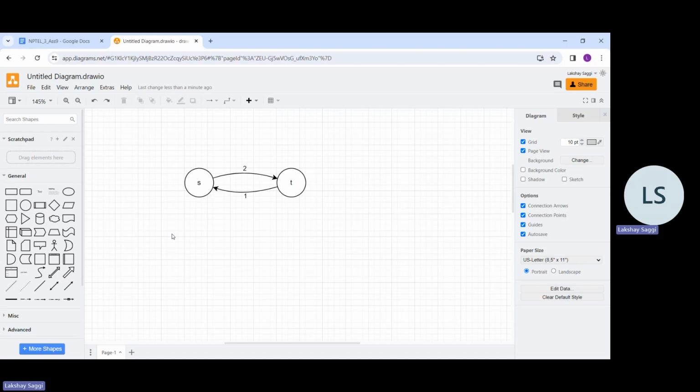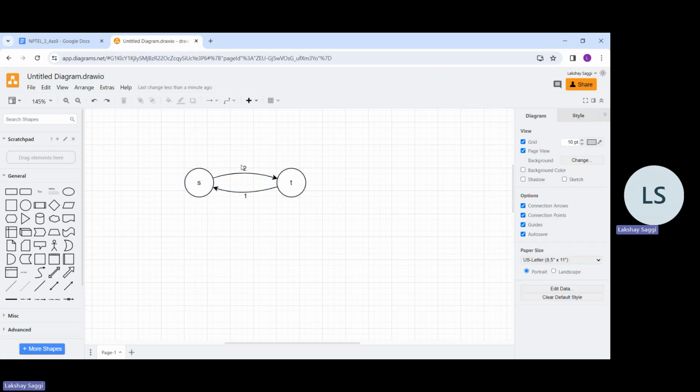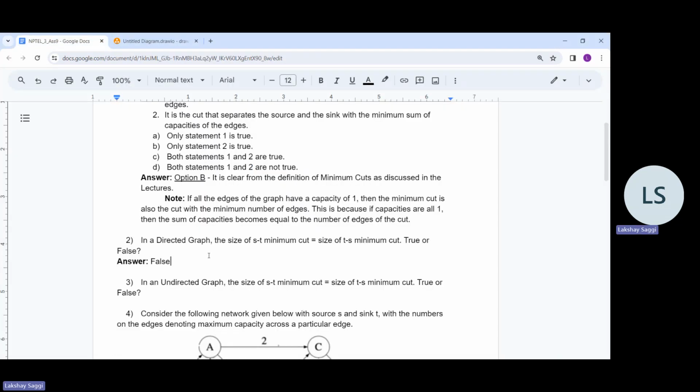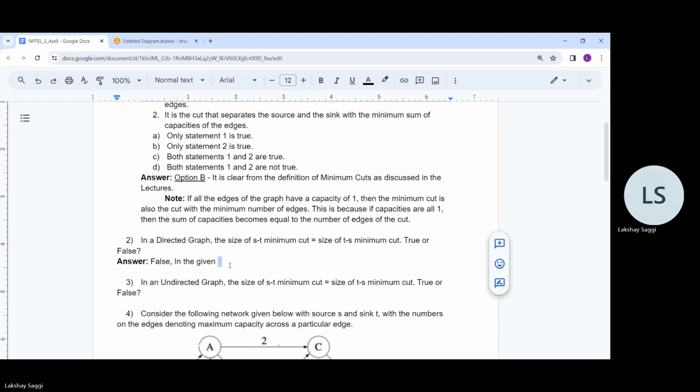So from this, we can claim that there exist examples where the size of the ST minimum cut is not equal to the size of the TS minimum cut. Like if both are 1, then we will obtain an example where those are equal. But in general, they may not be equal. So that's why this statement is false. And in the given figure, while uploading this document, I'll also copy this picture into the document.